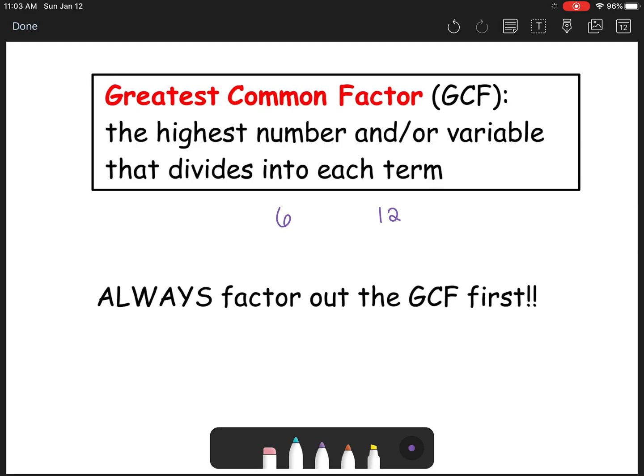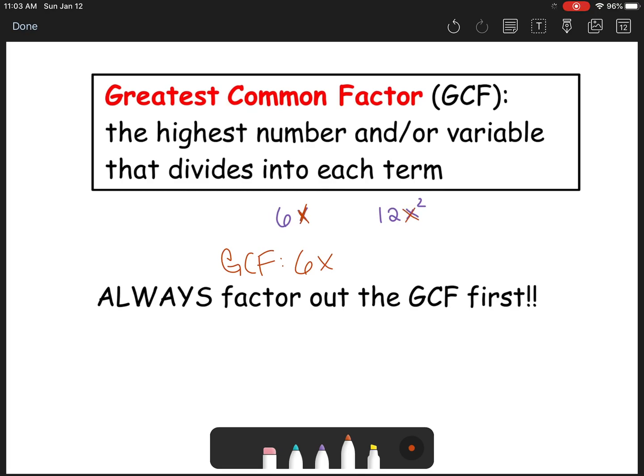So again, that greatest common factor, it's the highest number and or variable that divides into each term. So if we were looking at something like 6x and 12x squared, well, 2 goes into both of them, 3 goes into both of them, but the greatest common factor would be 6, because 6 goes into 6 and into 12. And then looking at our x and our x squared, well, the greatest common factor would be x, because at least one x goes into both of them. So that's what we're looking for.